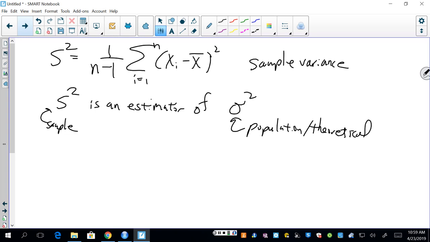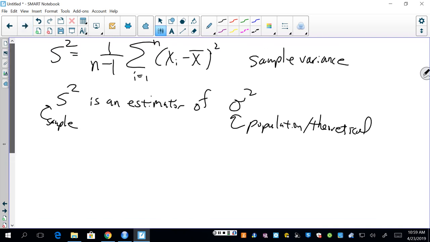But in statistics, we often want to know what that is. Why is this one used? Why is that n minus 1 there used there?